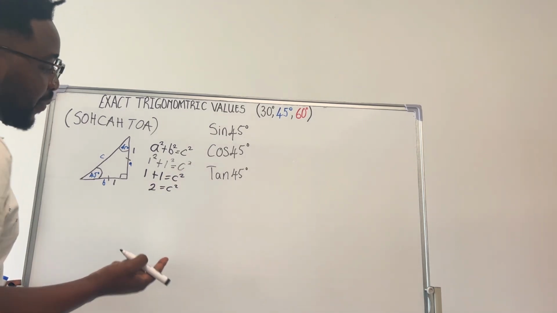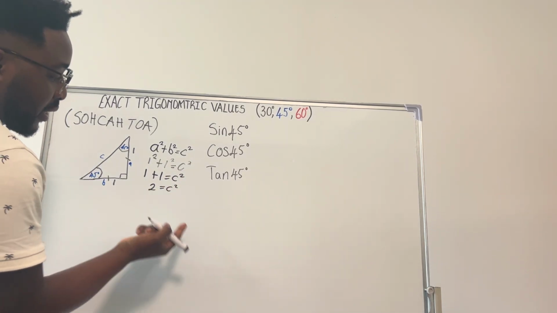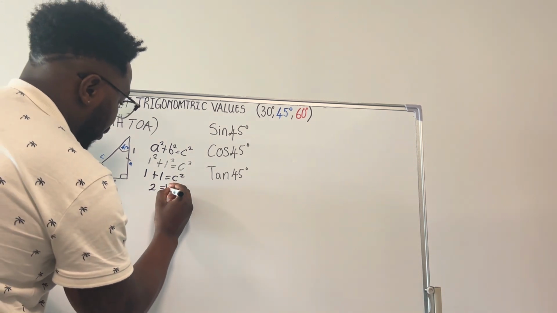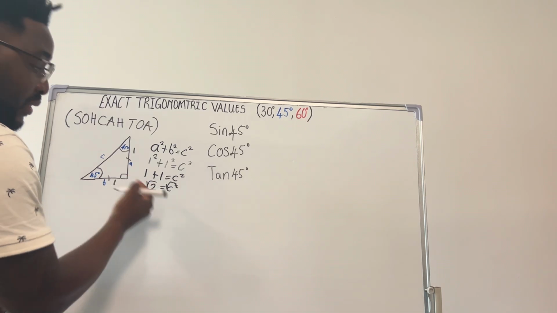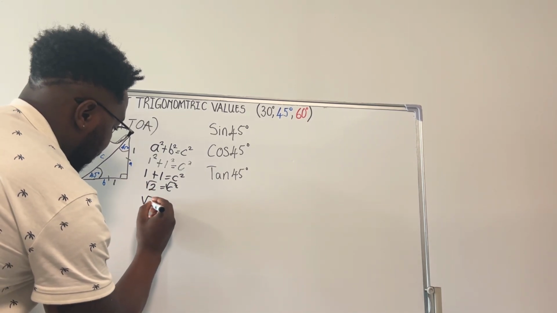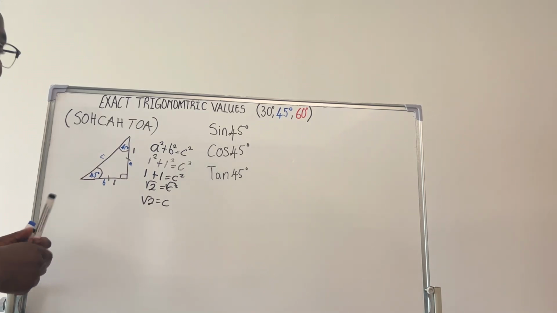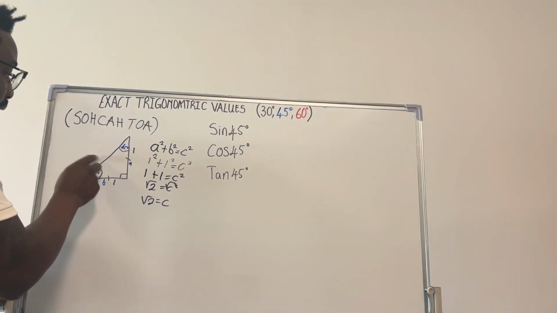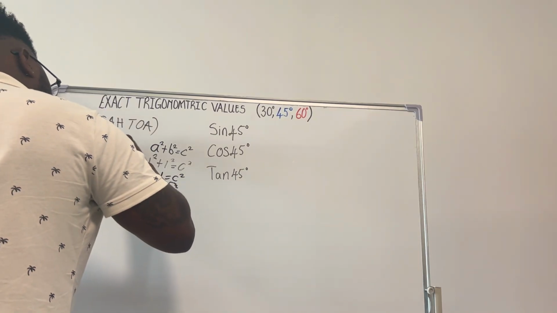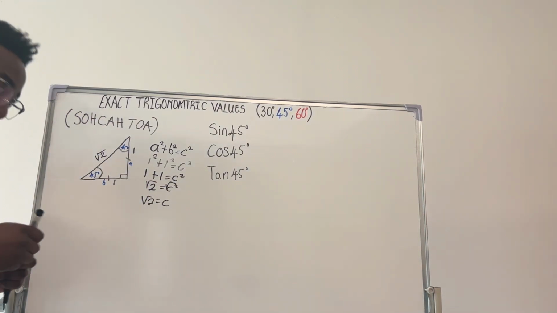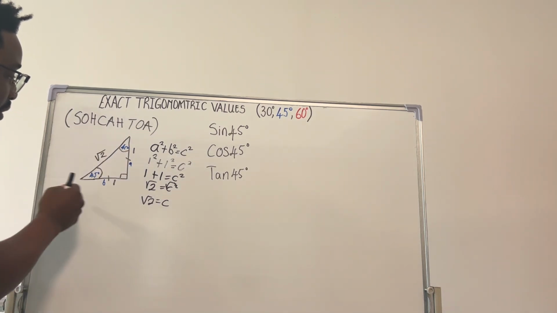What will be our next step? Getting rid of that index, or we can also say exponent, by just square rooting both sides, and that will go. So our C value then becomes the square root of 2. So we take that out, and this value right here will be the square root of 2. Okay, now we have the sides.